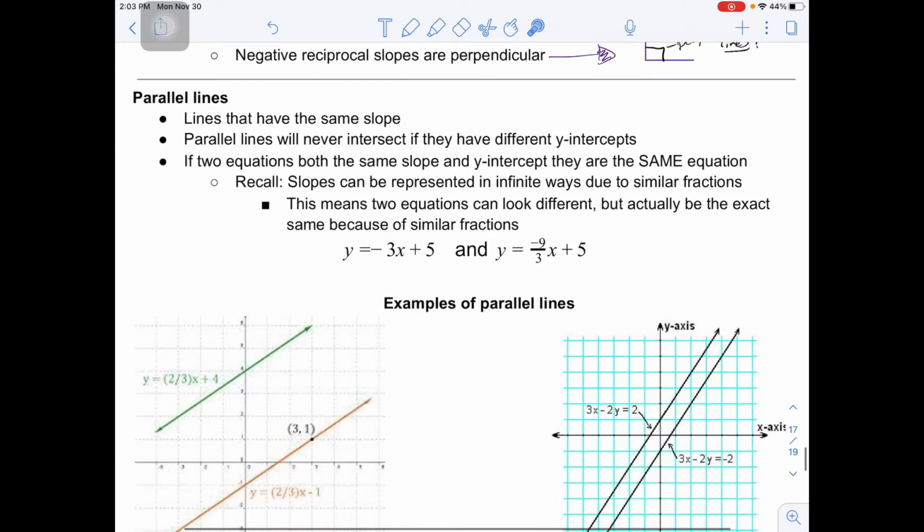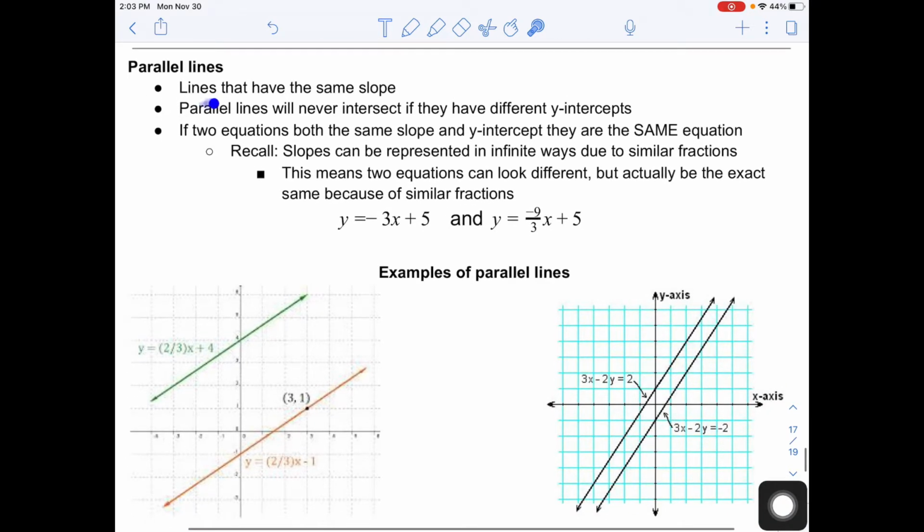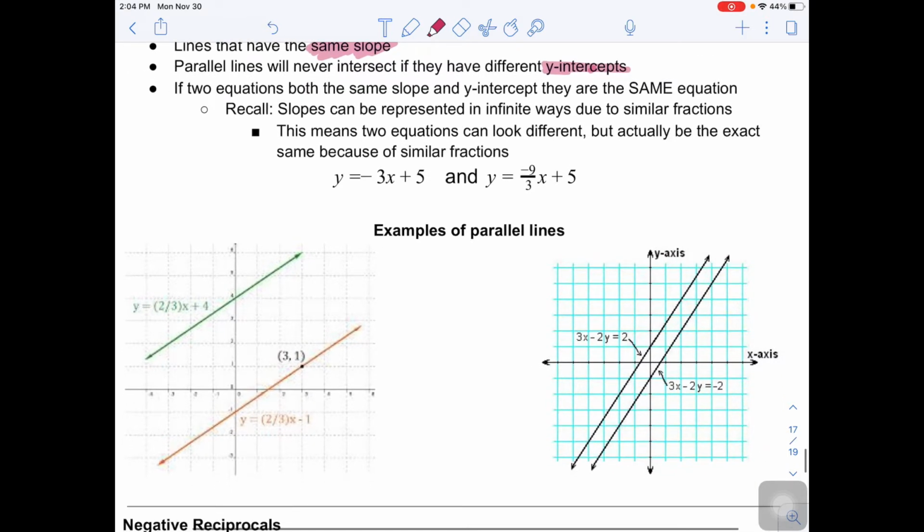Now let's quickly talk about parallel lines. Parallel lines have the same slope. So it's two equations with the same slope. Parallel lines will never intersect if they have different y-intercepts. So if you have the same slope but different y-intercepts, you're never going to intersect. If two equations both have the same slope and y-intercept, that means they're just the same equation.